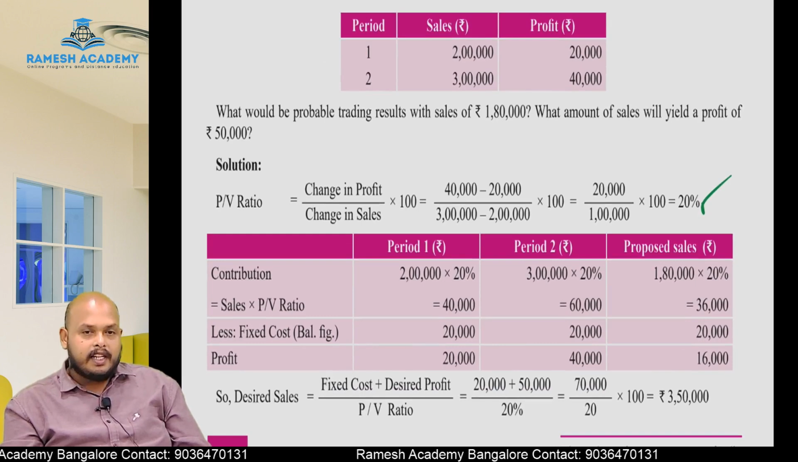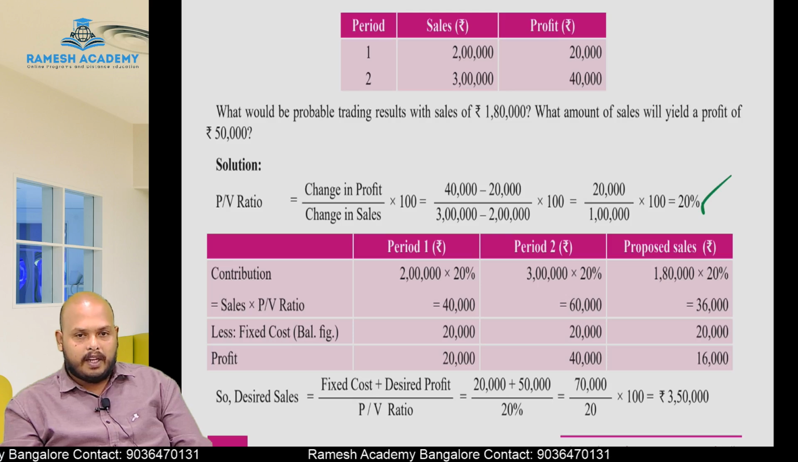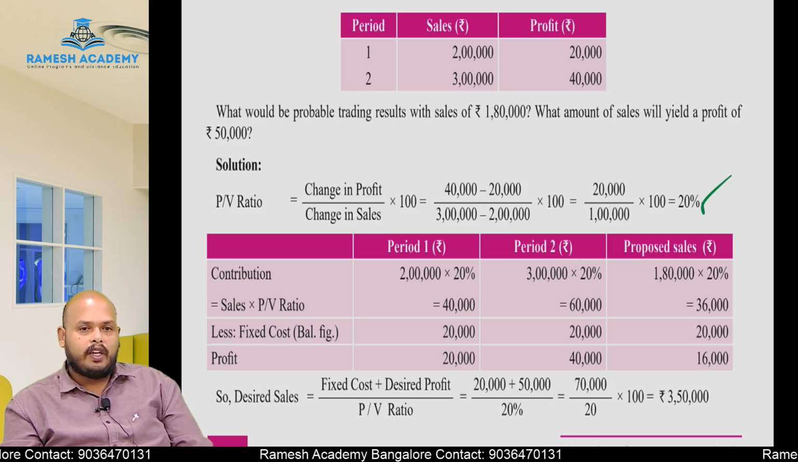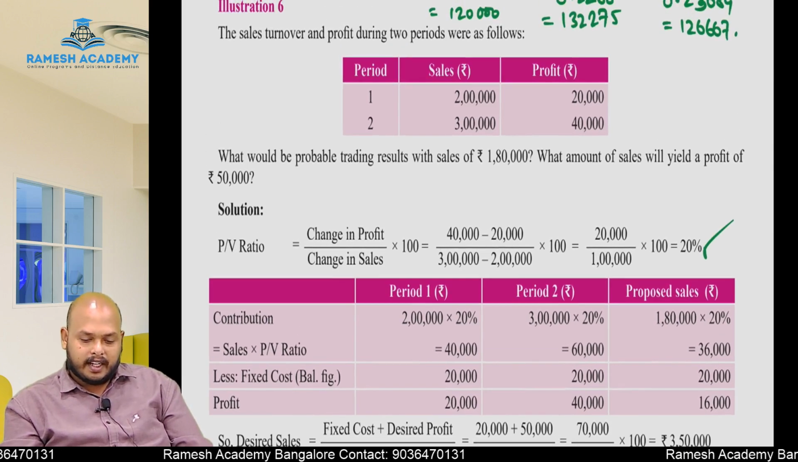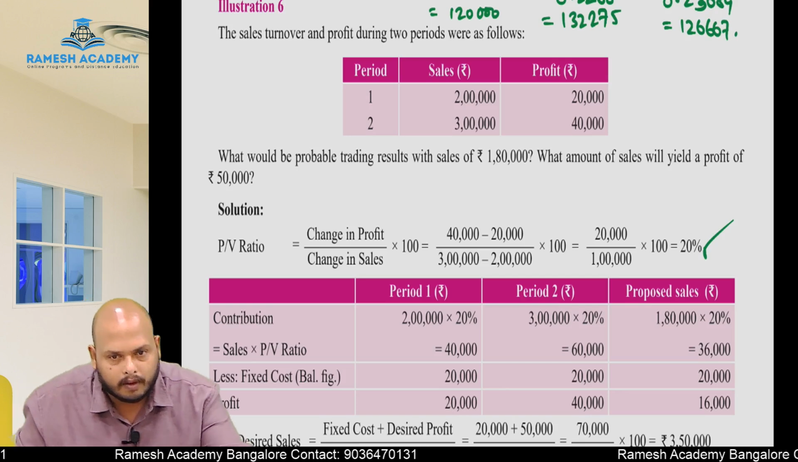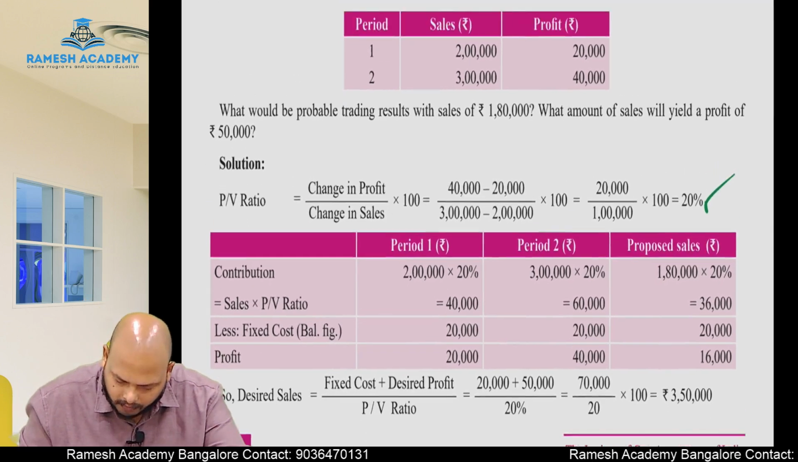So we got the PV ratio. Once we got the PV ratio, we can calculate which? Fixed cost. Fixed cost we can calculate. How, sir? I will show you one formula here, then you will understand.